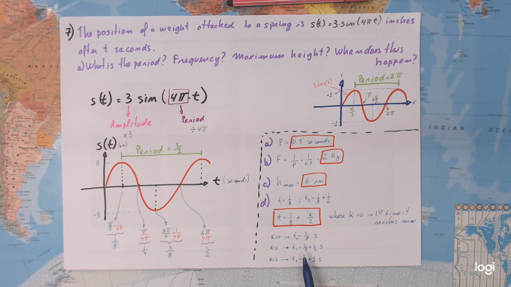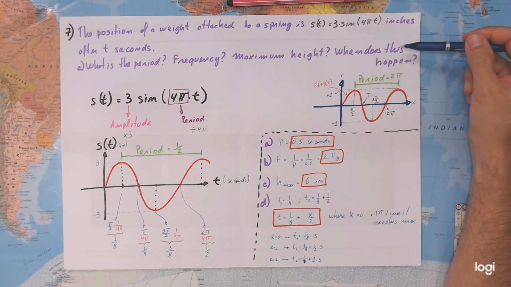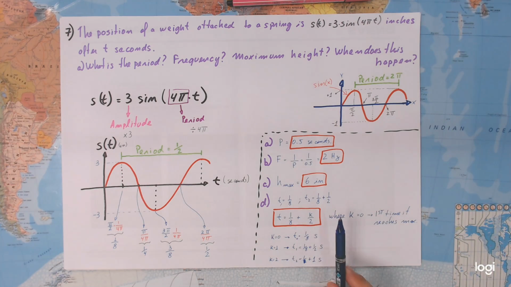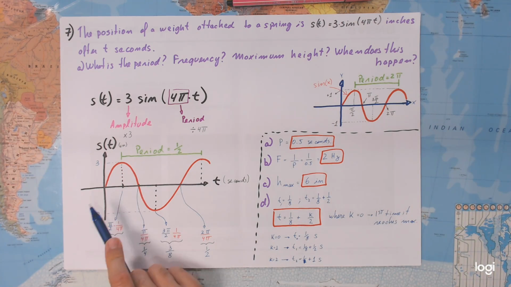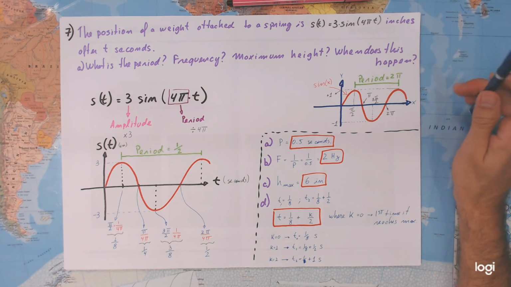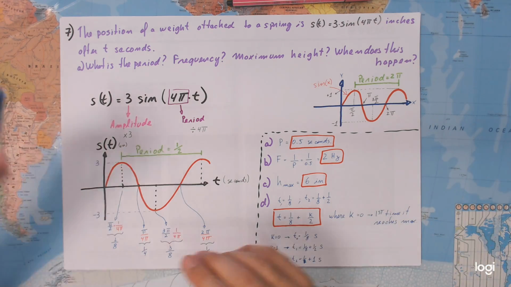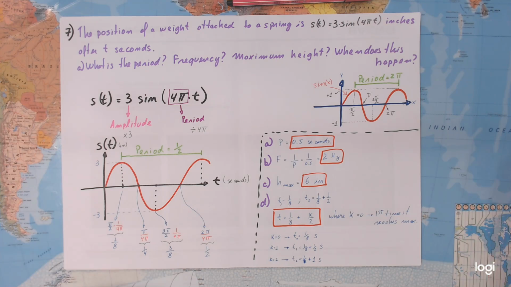Or you don't have to write this expression. Maybe the exercise should be like this: when is the first time the weight reaches maximum height? You would say just 1/8 seconds. But since it did not state that, I'm going to assume it needs the general formula. And that's it for the exercise.